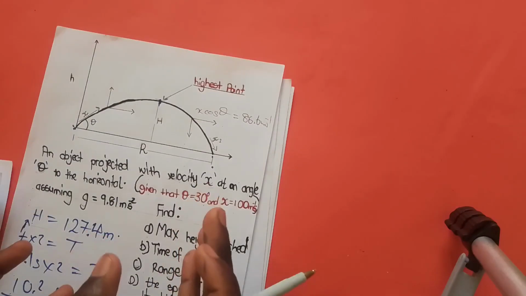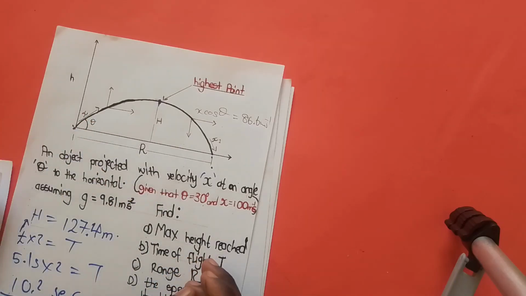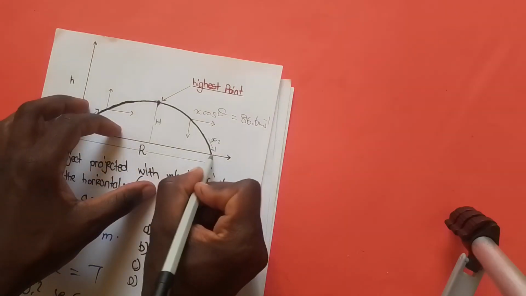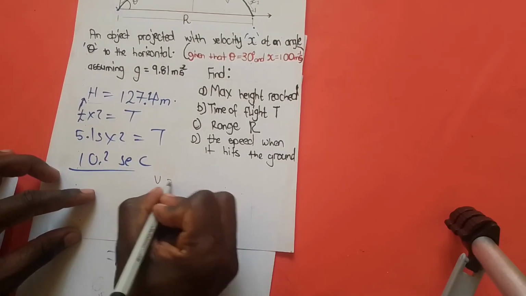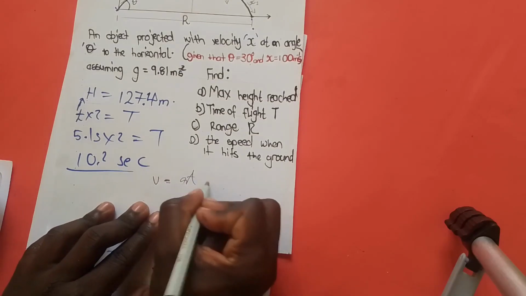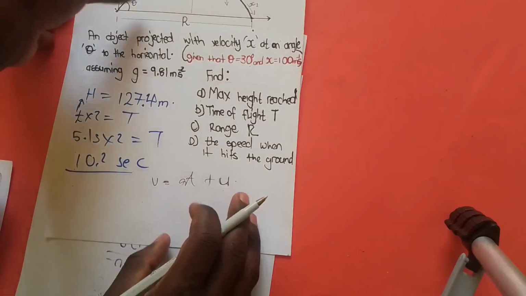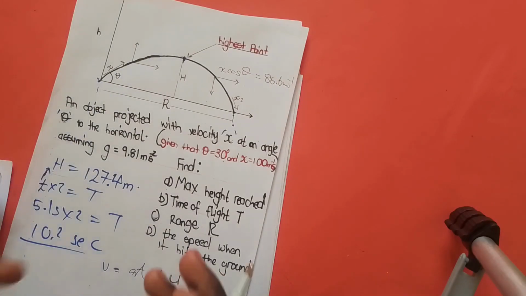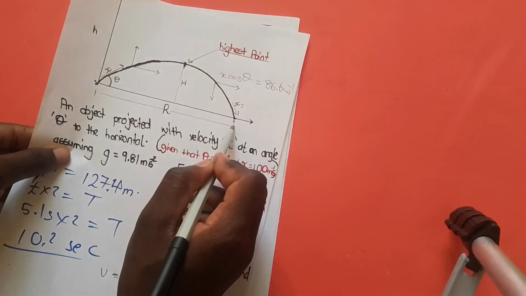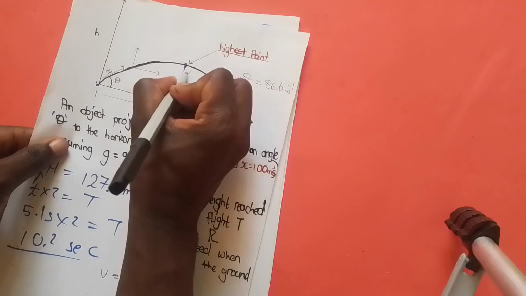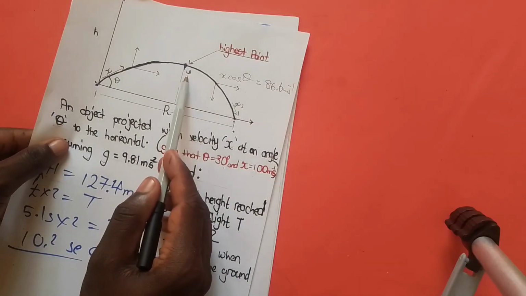Okay, so the challenge from this question is finding the vertical component of the velocity when it reaches the ground. To find that, we are going to use this equation, right? V is equal to at plus u. I want you to pay more attention because I'll be explaining something that might be a bit confusing. When the object starts returning to the ground, this becomes the initial vertical velocity, right?